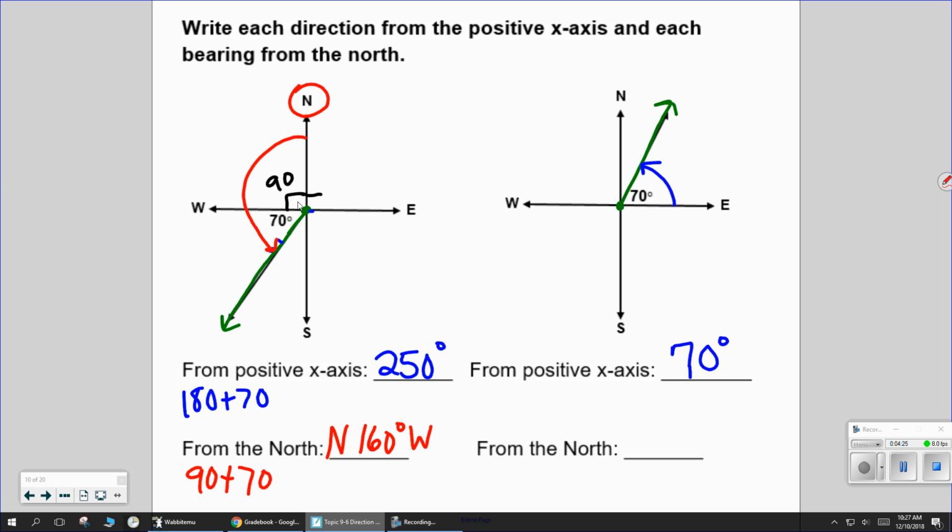Now let's do our direction from the north. The shortest distance from the north to the vector would be going towards the east. And how many degrees is that? Well, we know that these two angles together make 90. So 90 minus 70 would be 20 for this angle right here. So we would say that that vector is 20 degrees east of north. We put our north first, so from the north, it's 20 degrees east of that.